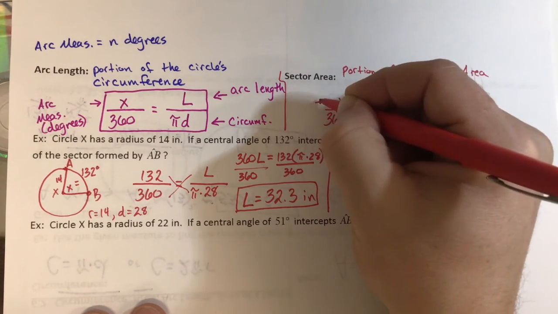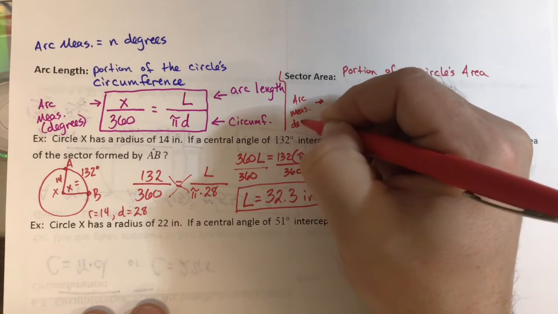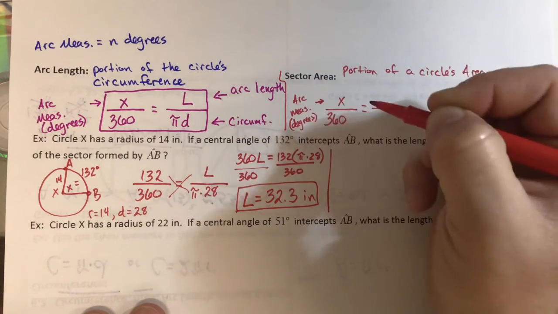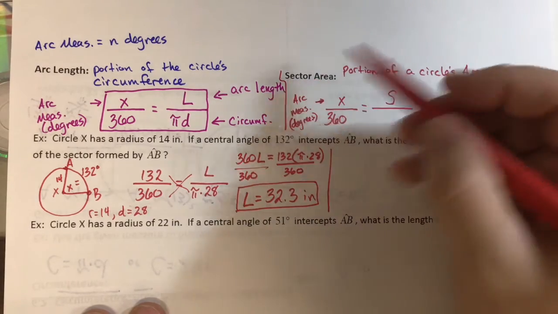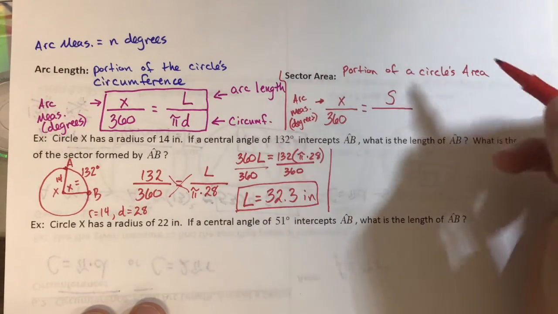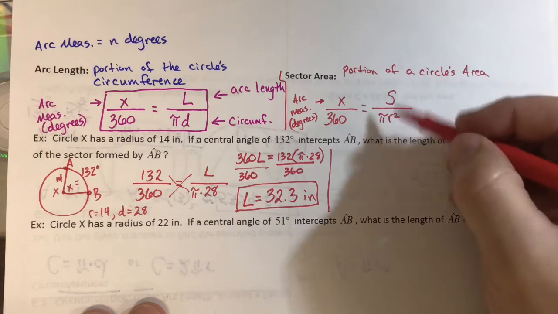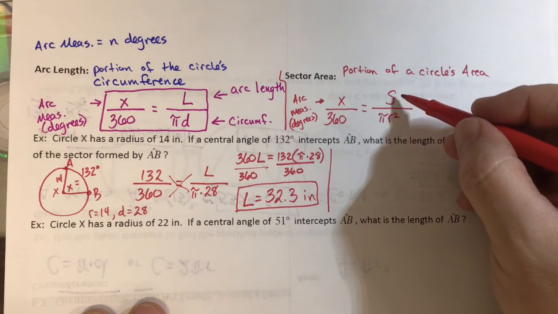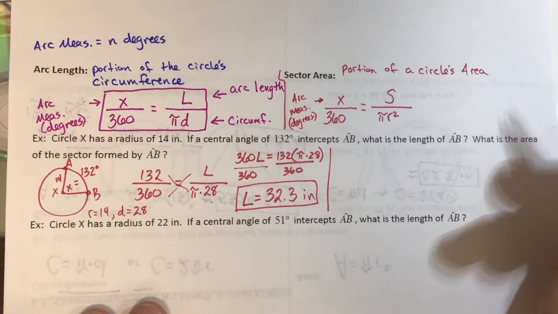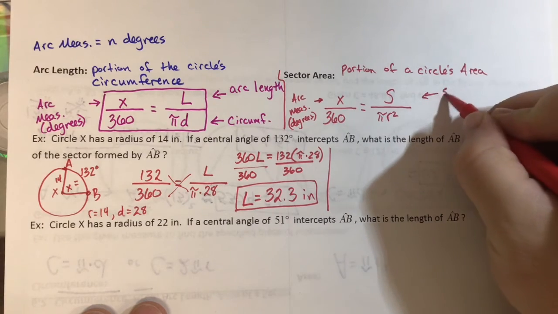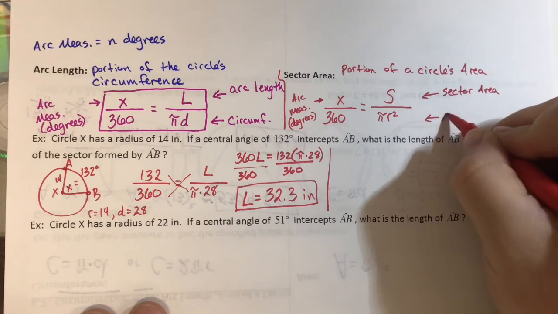Okay. This x value is arc measure in degrees out of a full 360. But instead of L for arc length, we're going to use S for sector area out of our area formula, pi r squared. The formula for the area of a circle is pi r squared. So if I compare part of it to the whole thing, it equals this part to the whole thing. And so then we can cross multiply and solve those, where again, S is your sector area, and pi r squared is your full area.